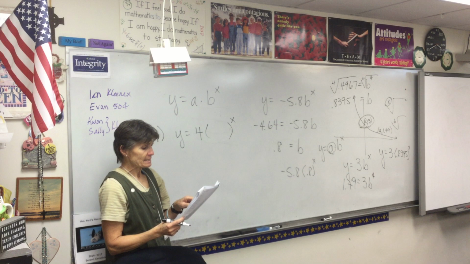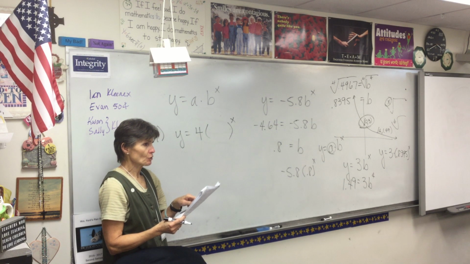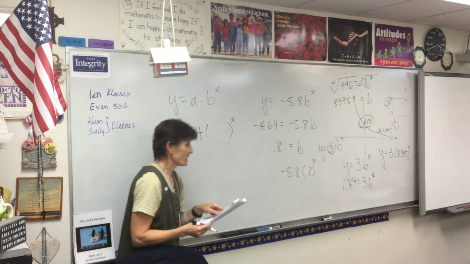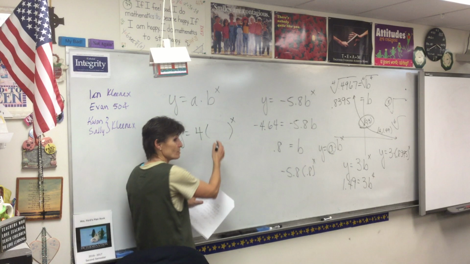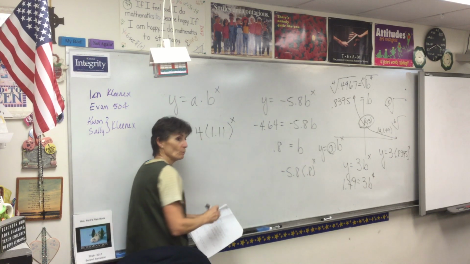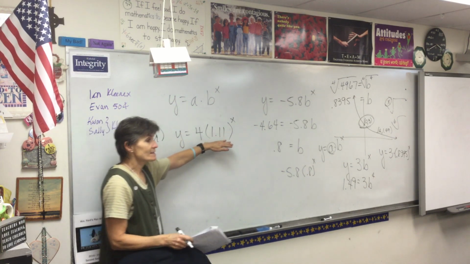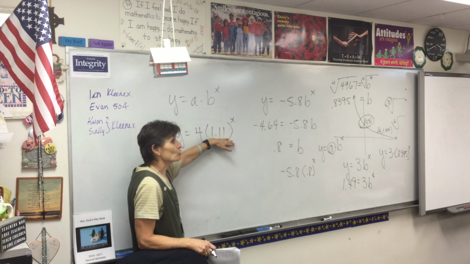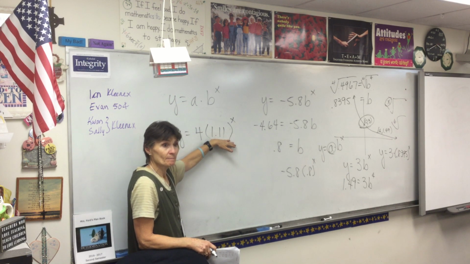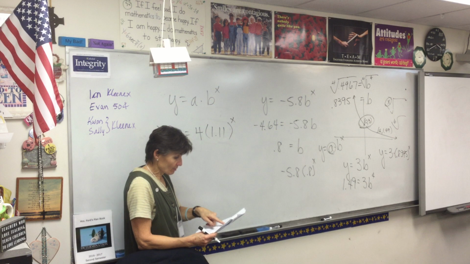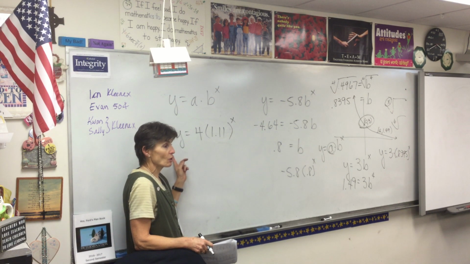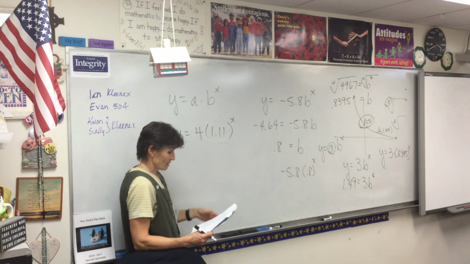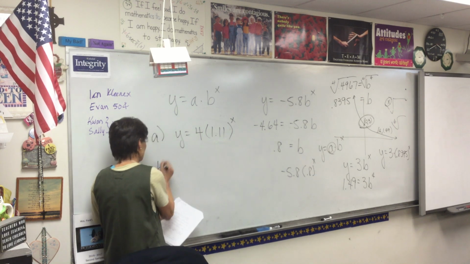Now, it says I am increasing. That would indicate growth, right? By 11%. So what goes in here? 1.11, bingo. What does this number represent? Growth of 11%. So when it tells you you're growing 11%, that's it. That's the answer to A. That's all there is to it.